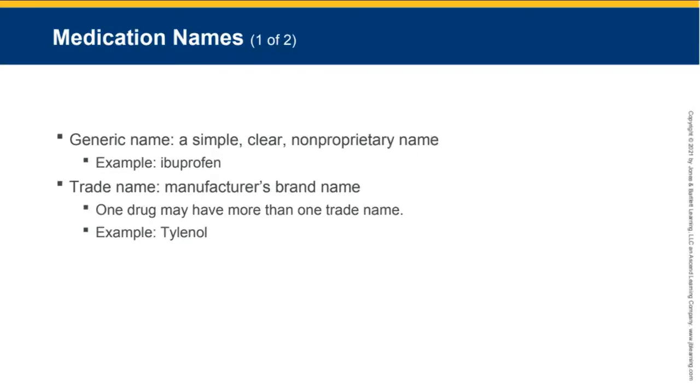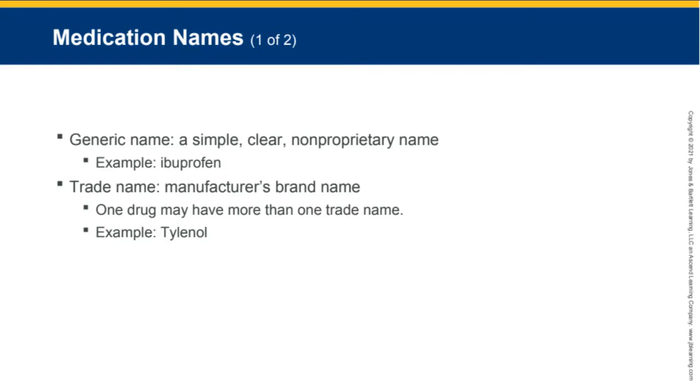All right, now we come to medication names. You can have a generic name of a drug. This is a simple, clear, non-proprietary name. Generic drugs are not capitalized. For example, the example that is given here is ibuprofen. Now, ibuprofen in Jamaica exists in many products, but what we call it is ibuprofen or brufen. That would be just the generic name of the drug.